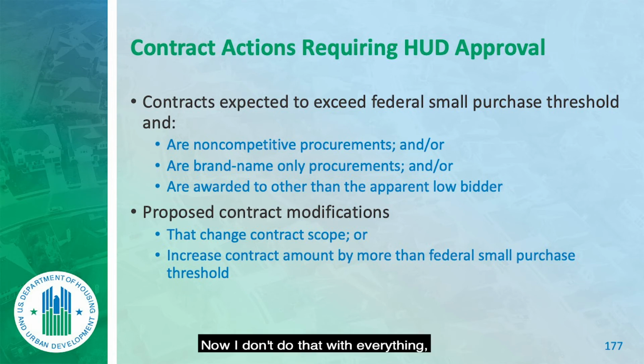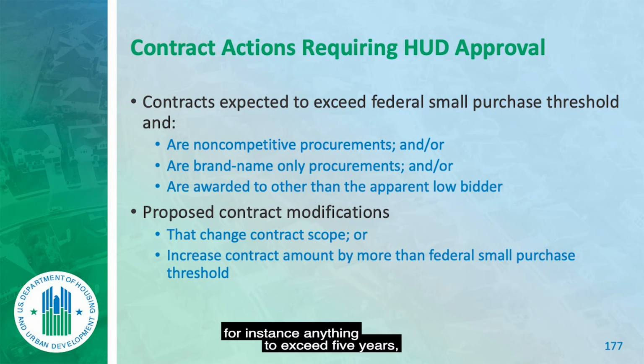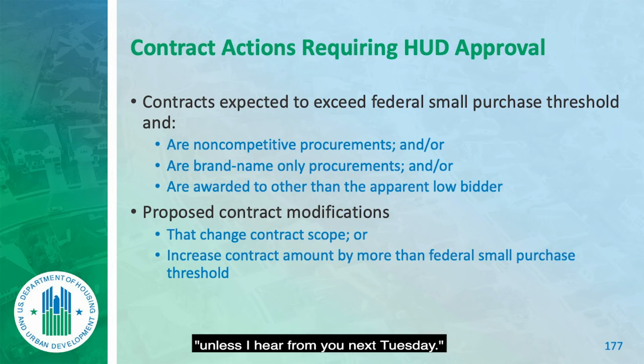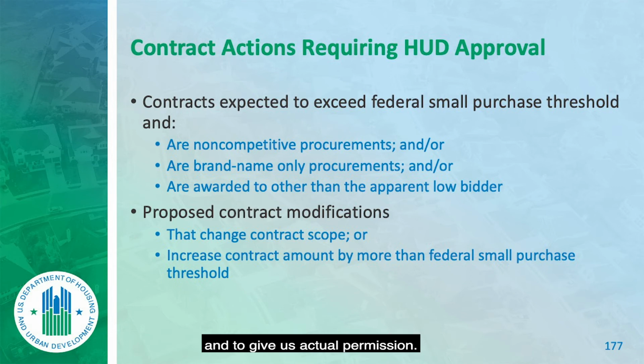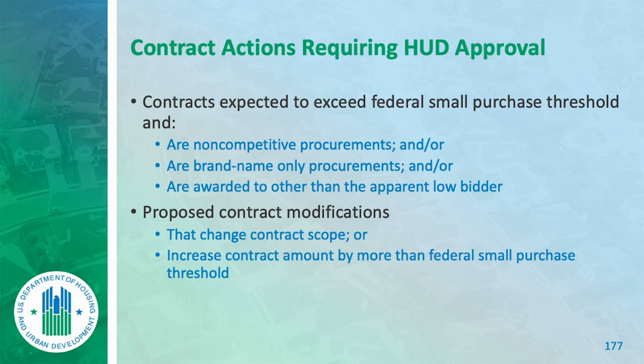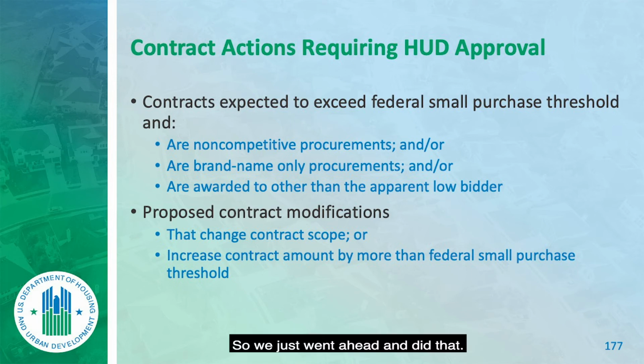Now, I don't do that with everything, because some things require, for instance, anything to exceed 5 years. I don't say, I'm going to extend for another year unless I hear from you next Tuesday. No, that's a different issue. That's not an open and shut case. That requires HUD to make a decision and to give us actual permission. But there isn't much decision on if they didn't have a bid bond, right? So we just went ahead and did that.